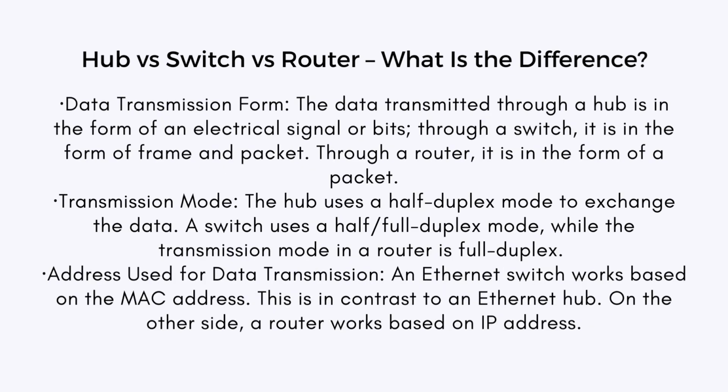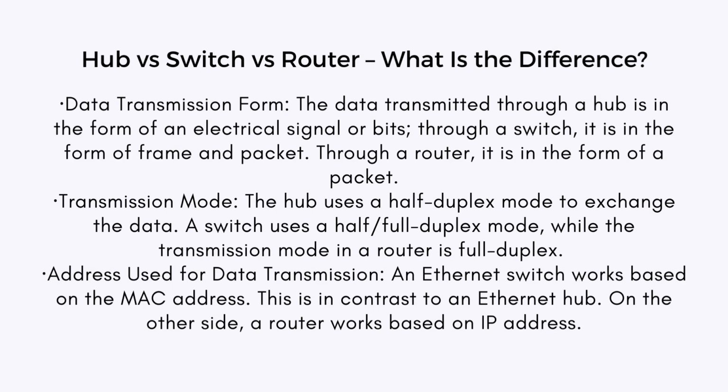Data transmission form. The data transmitted through a hub is in the form of an electrical signal or bits. Through a switch, it is in the form of frames and packets. Through a router, it is in the form of packets. Transmission mode. The hub uses half duplex mode to exchange the data. A switch uses half and full duplex mode, while the transmission mode in a router is full duplex.